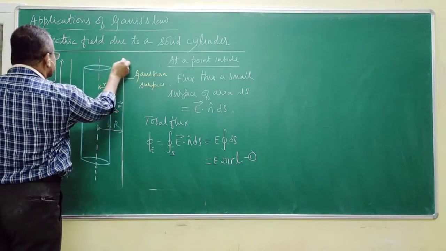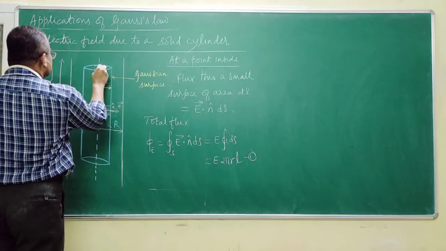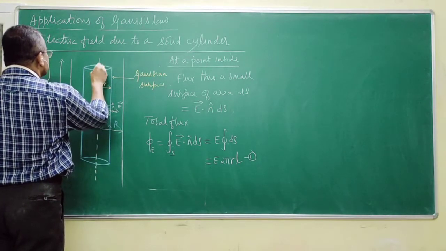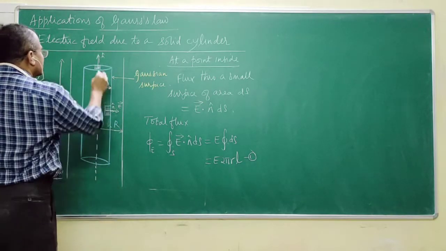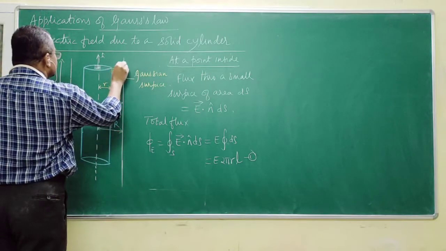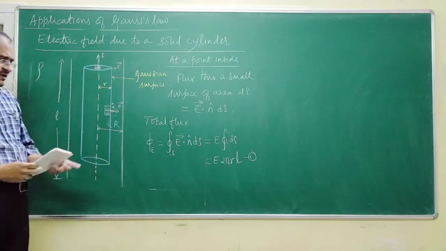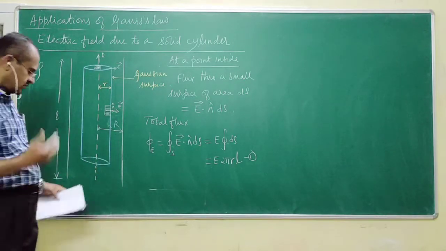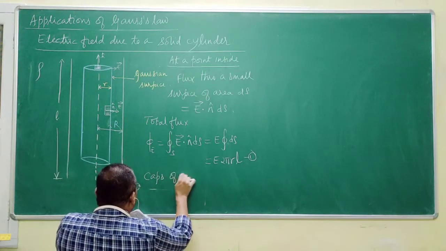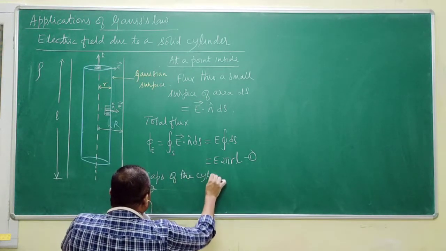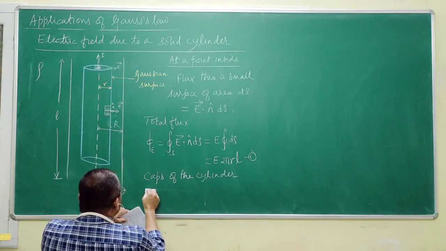Now this caps I have not taken. Why? If you take caps, you take a small surface area vector or unit vector will be normal, electric field will be pointing outwards, therefore E and N are perpendicular to each other, theta will be 90, cos 90 will be 0, therefore I say caps of the cylinder do not contribute to flux.